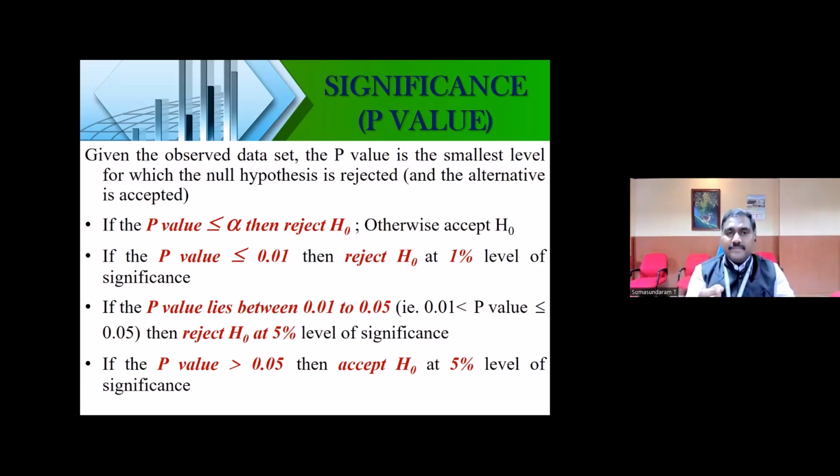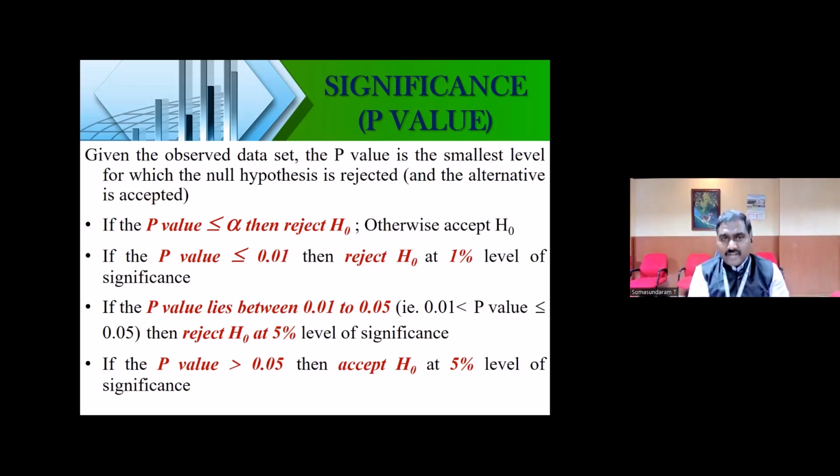So how to interpret? When you are doing the analysis with the help of the SPSS software, this is the condition that you have to follow. When your significant value is less than 0.01, or lies between 0.01 to 0.05, or is less than 0.05, you have to reject the null hypothesis. Don't accept. Manually, when your calculated value is less than the tabulated value, you accept it. But here, when your P value is less than 0.01 or less than 0.05, you have to reject the null hypothesis.